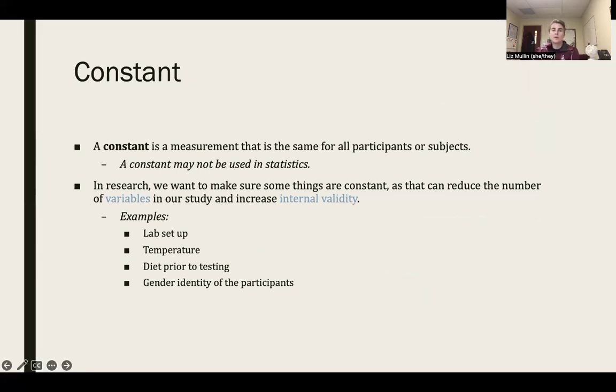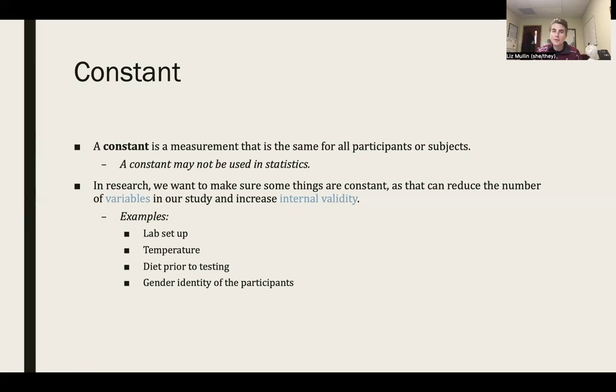Now, we've so far been talking about variables. I'm going to go back to talk about variables in a minute, but I'm going to pause really close and identify the term that is the antonym of a variable. If a variable is something that can be assigned lots of different values, a constant is the opposite. A constant is a measurement that is the same for all participants.